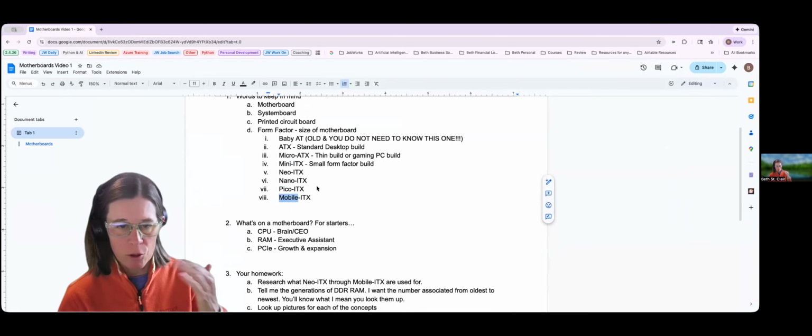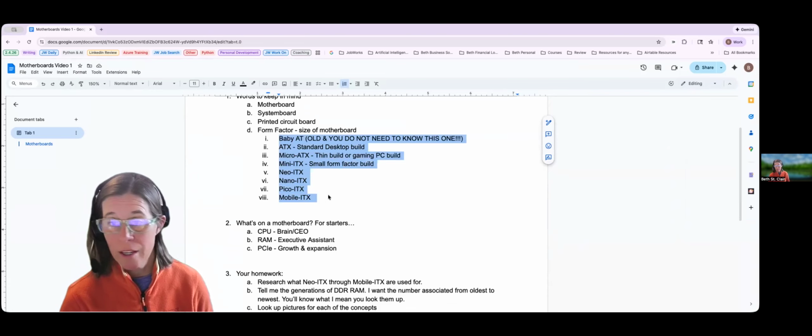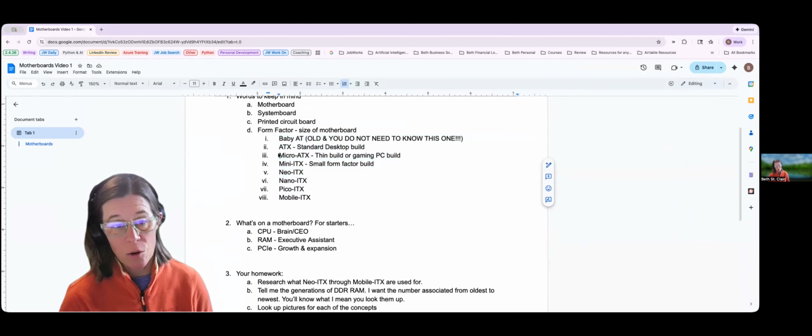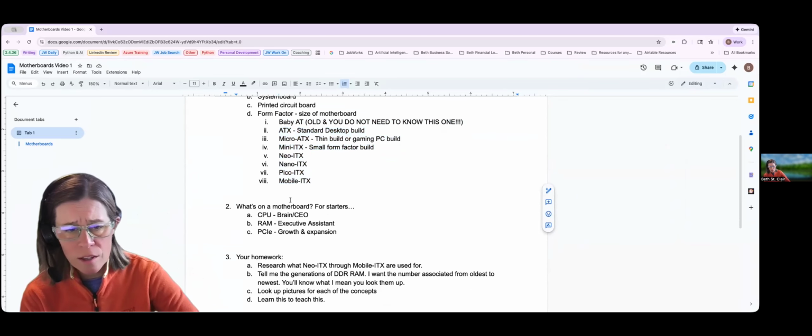That's the story I've used to memorize the sizes. If you come up with a better story, it's going to be a lot easier to memorize these, but you definitely need to know what these are used for in terms of build. All right, moving on. What's on the motherboard?